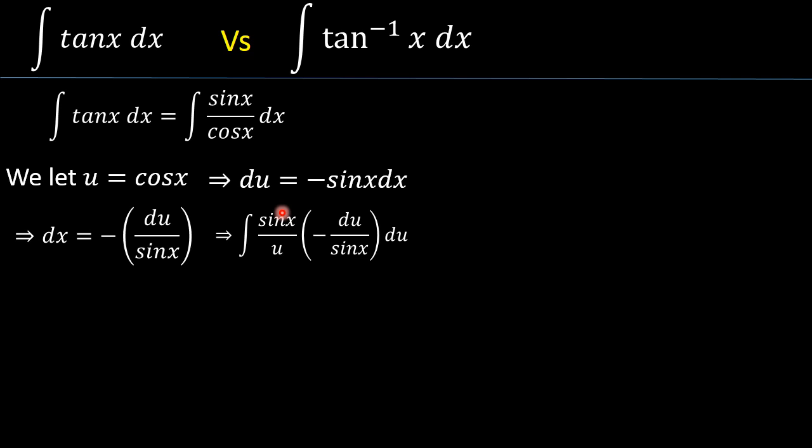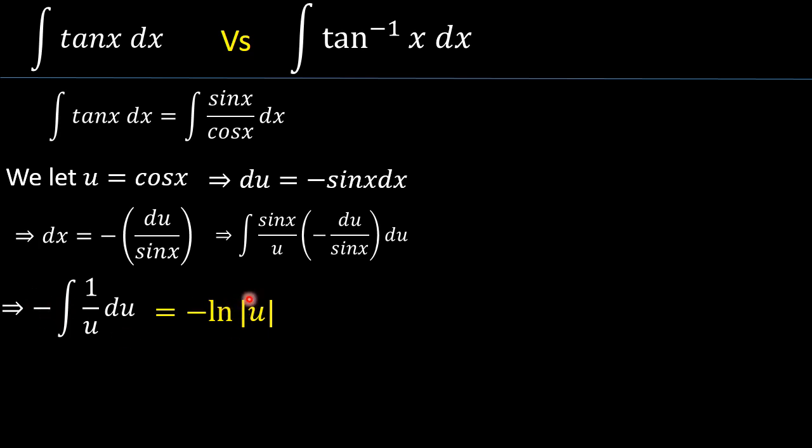Now if we simplify, sine x and sine x cancel, and we can put the negative sign in front of the integral. We now have negative of the integral of 1 over u du. What's the integral of 1 over u du? That's great, you got it right. It is the natural log of u, but since we have the negative here, the negative follows.